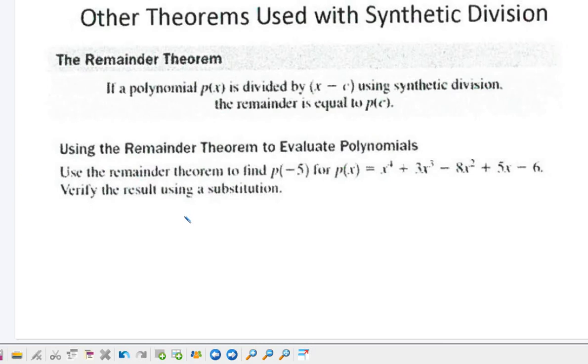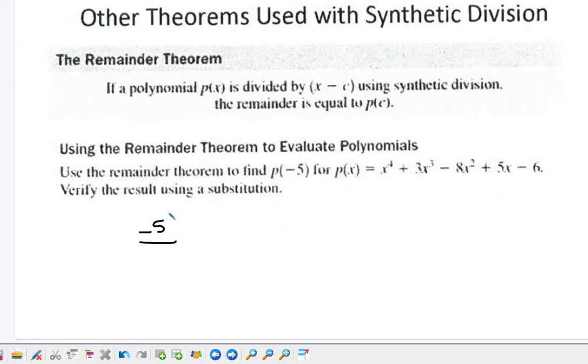All right. So the first two things we're going to talk about using synthetic division for are these two basic theorems. The first is the remainder theorem. The remainder theorem says that basically when you do synthetic division, whatever the remainder is, is the value of the function at that number. Okay, so it says use remainder theorem to find p of -5 for this polynomial.